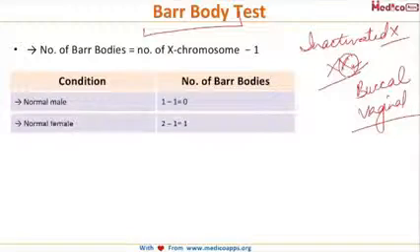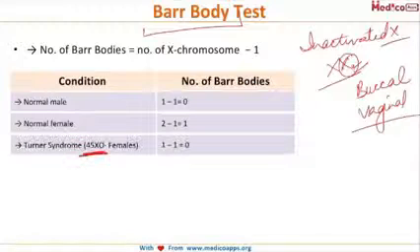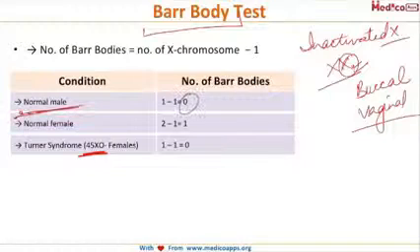Likewise, in a normal female, you will have one Barr body, because there are two X chromosomes in a normal female, so one will be inactivated, so there will be one Barr body in a normal female. Now let us see the exception to this rule. In Turner syndrome, the genotype is 45XO, and so in this there will be no Barr body because there is only one X chromosome. But we have said that if there is no Barr body, then the individual will be a normal male. But in Turner syndrome, they are phenotypically female.